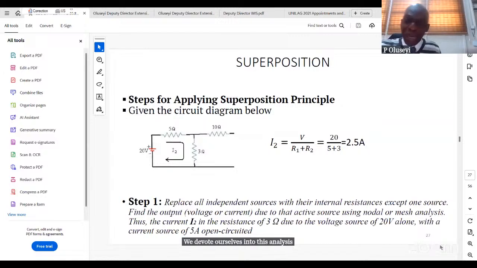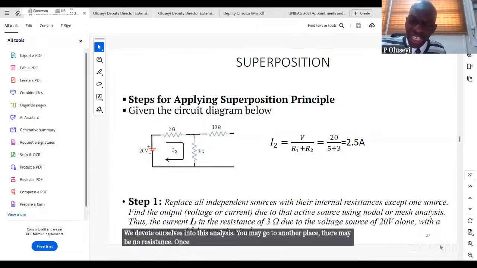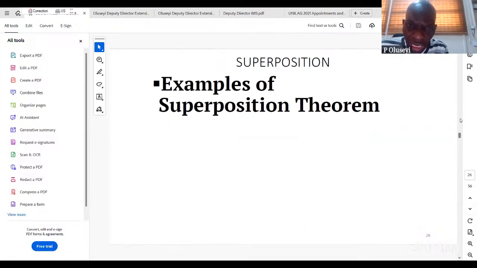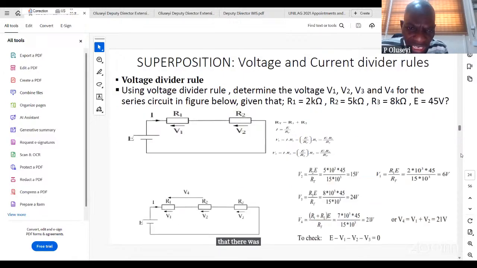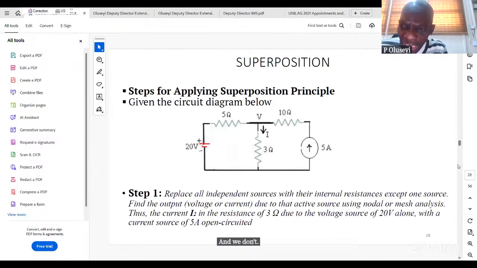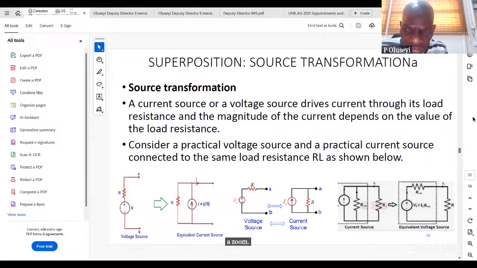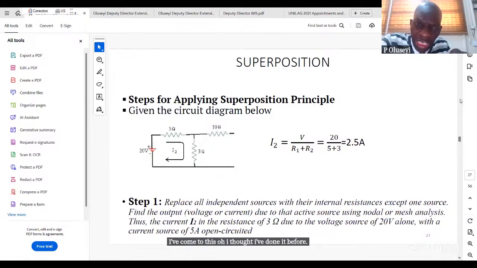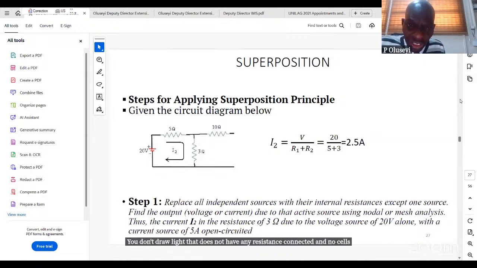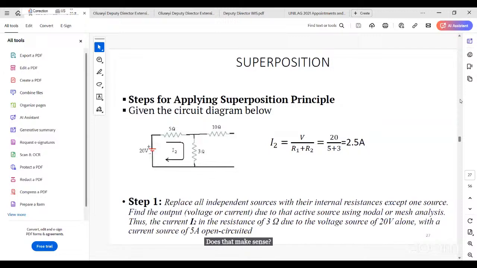You may go to another place where there may be no resistance. When there is no resistance, you remove it. I have done one for you before now where there was no resistance anywhere. If there is no resistance there, you just represent it by a short circuit. You just draw a line that does not have any resistance or source connected to it. Does that make sense? Yes, sir.